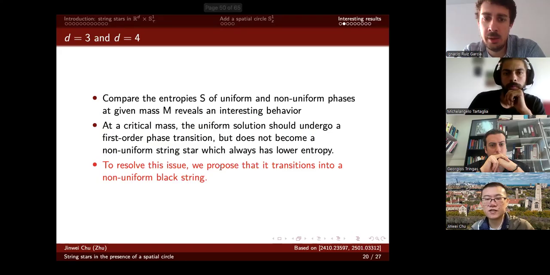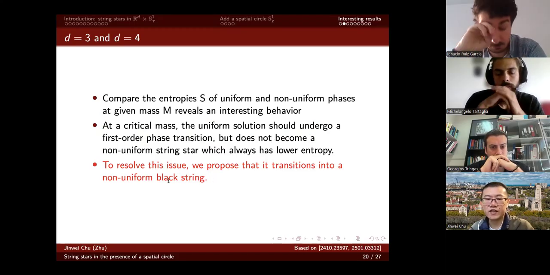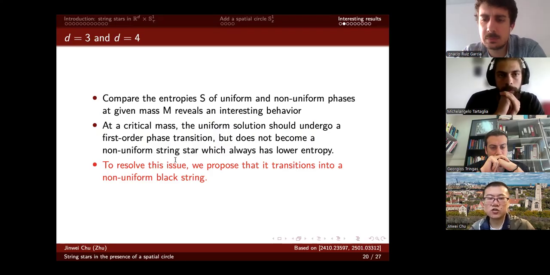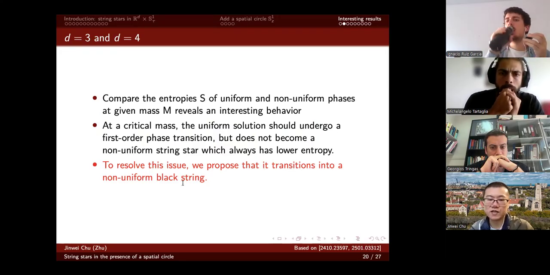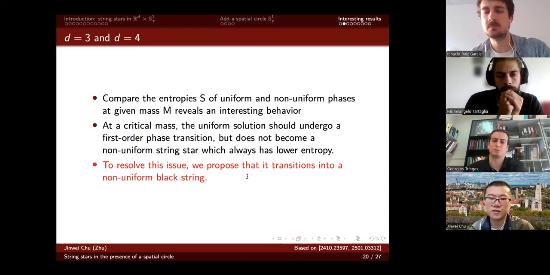The answer is that there also exists a non-uniform black string around this critical mass, and it can be checked that this black string has a much larger entropy. So it's reasonable to propose that the uniform string star can transition into the non-uniform black string at a critical mass. And this builds a direct connection between string star and the black hole.